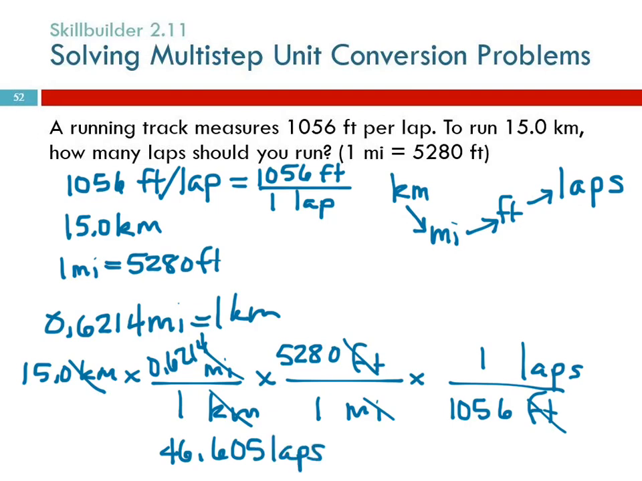Quick look at sig figs. This is not exact. It's got 4 sig figs. This is exact. This is not exact, 4 sig figs. But what we're starting with is 3. So then we're going to express this with 3 significant figures, 46.6 laps. Is it reasonable? Yeah, it is.